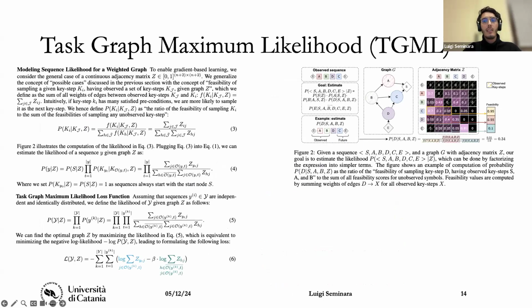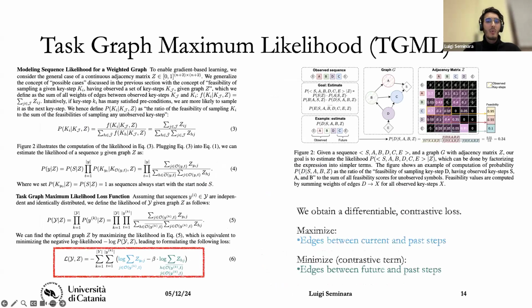So to enable gradient-based learning, we consider the case of the continuous adjacency matrix. All the mathematical steps required to derive the final loss are detailed inside the paper. And the loss that we obtained is a differentiable contrastive loss, where we maximize the edges between current and past steps and minimize the edges between future and past steps.